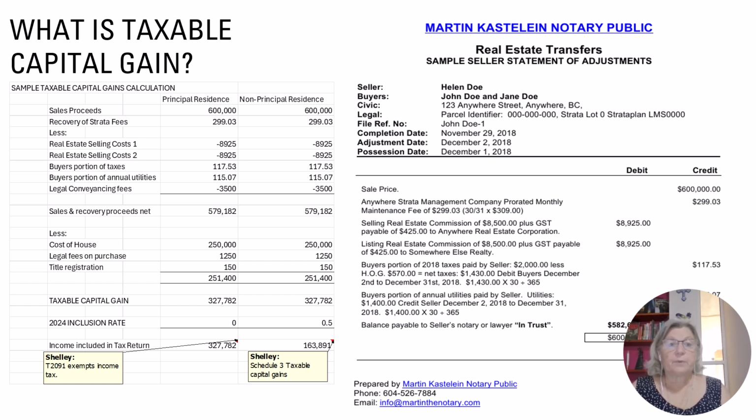So you're going to take your net sales proceeds less your cost base, and that gives your taxable capital gain. For 2024, the inclusion rate: if it's a principal residence and you filed your T2091, it's exempt. No income gets included in your tax return. If it's a non-principal residence, you're holding it for investment purposes, 50% gets included on Schedule 3. It'll automatically calculate it for you, and you'll pay tax on this. Unless you are considered a real estate property mogul, trading properties, selling and flipping properties as a business, in which case it will be considered 100% taxable. I hope that helps you to understand how the process works.